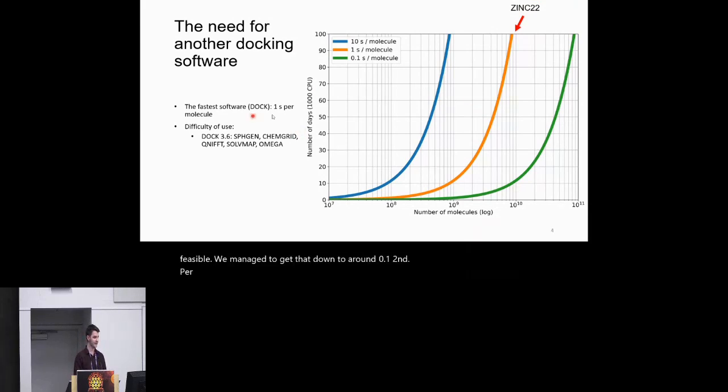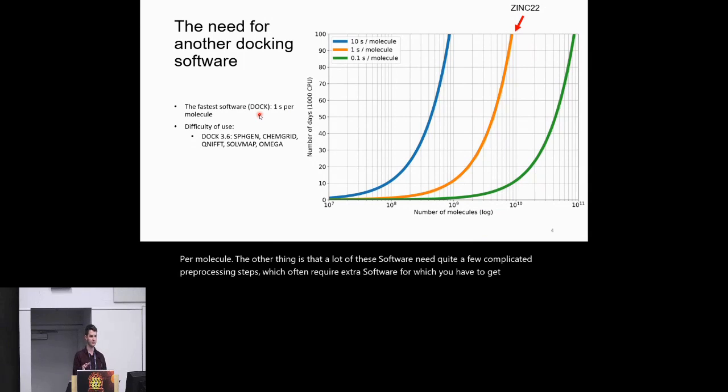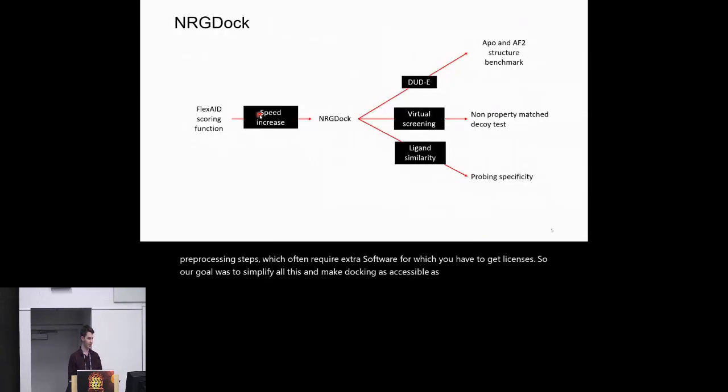The other thing is that a lot of these software need quite a few complicated pre-processing steps, which often require extra software for which you have to get licenses. So our goal was to simplify all this and make docking as accessible as possible. So this is kind of a summary of my presentation, but we started off with the scoring function from FlexAid, which is software that was previously developed by our lab, and increased the speed by simplifying it, which gave us NRGDock. And then we did three tests.